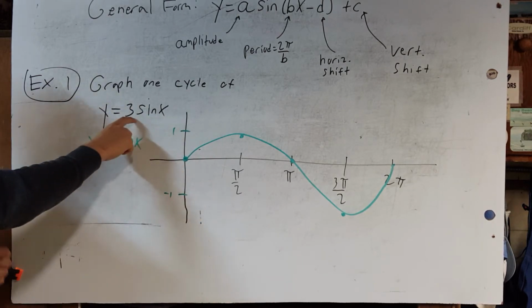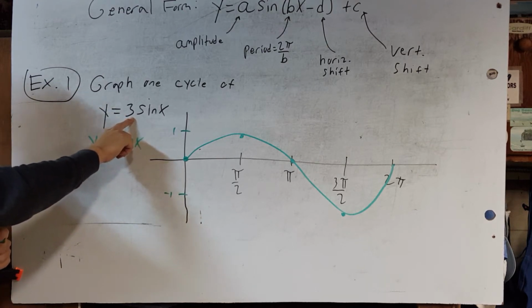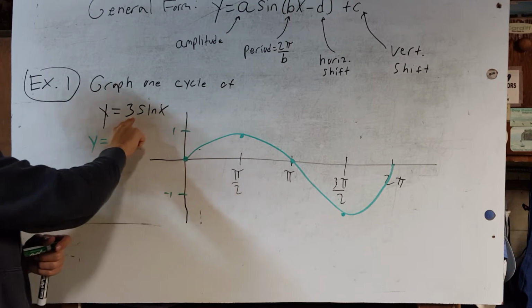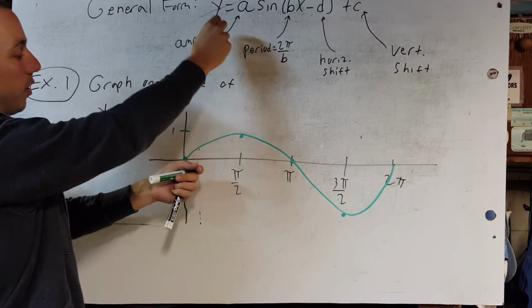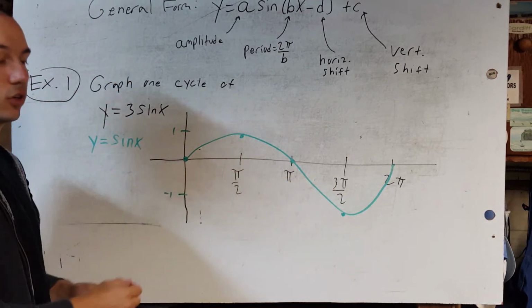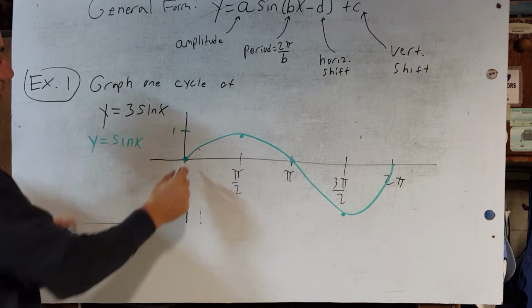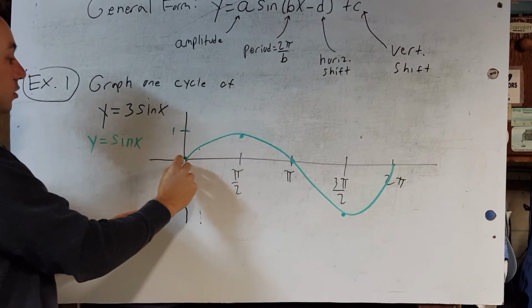Okay, that is the parent function. The one that we want to graph is 3 times sine of x. This is an amplitude change of 3, or a vertical stretch of 3. The high points will be stretched by 3, the low points will be stretched by a factor of 3. The middle points don't get stretched at all. So 0 does not get stretched at all, or you can think of 0 times 3 is still 0.